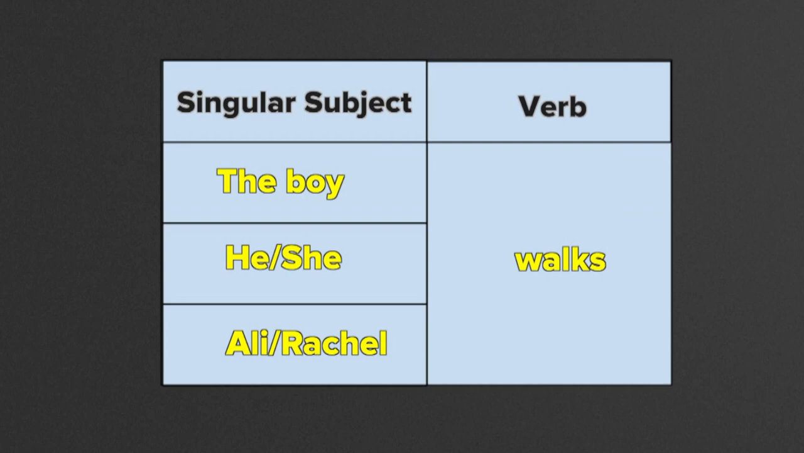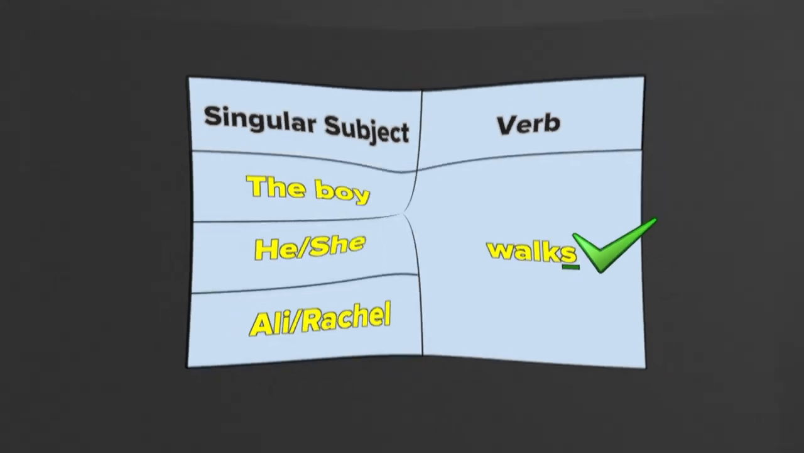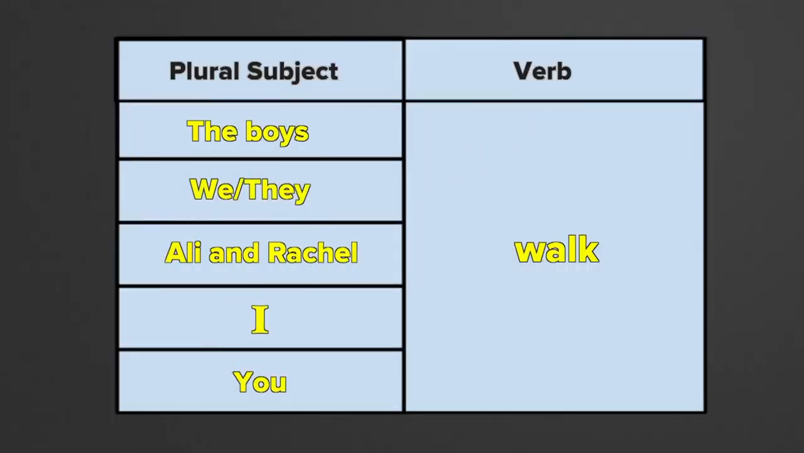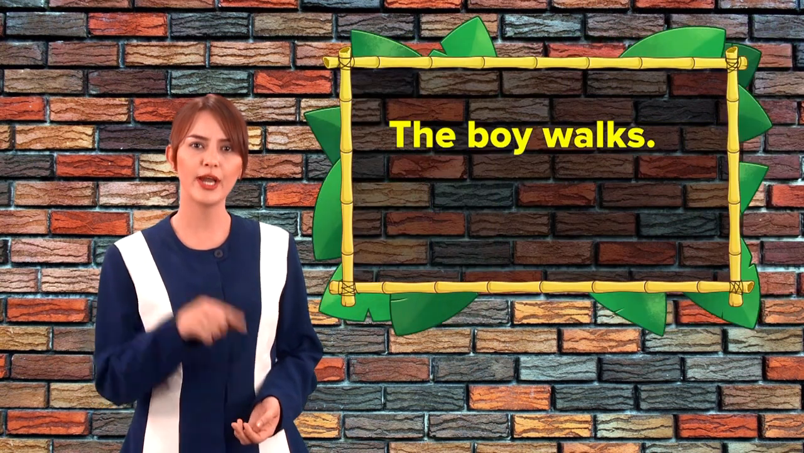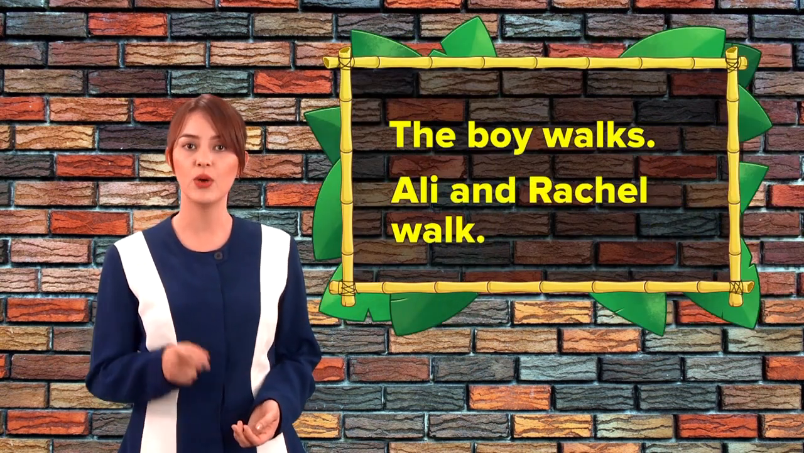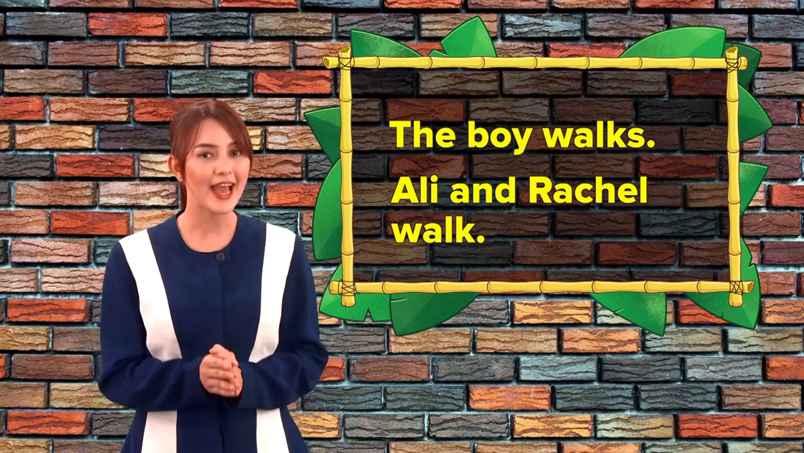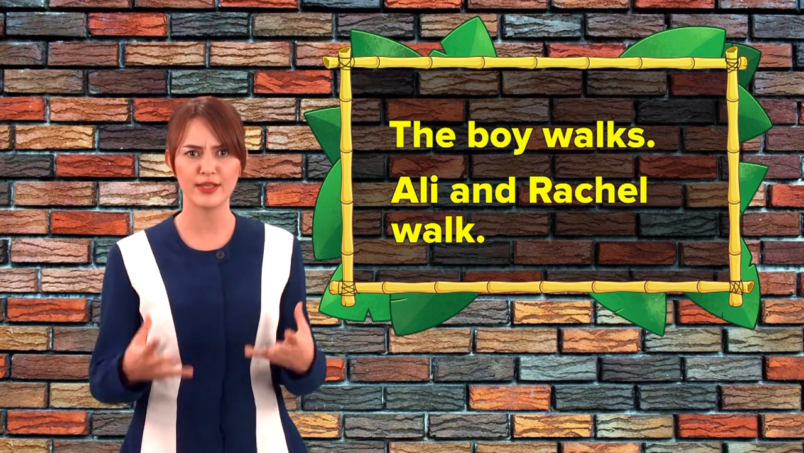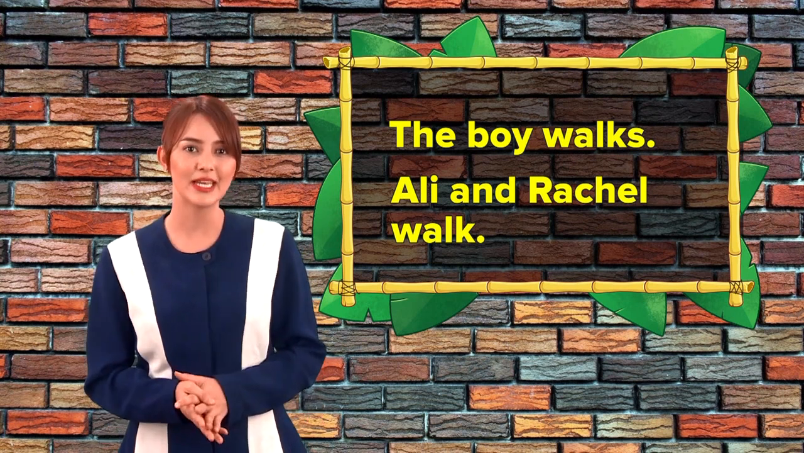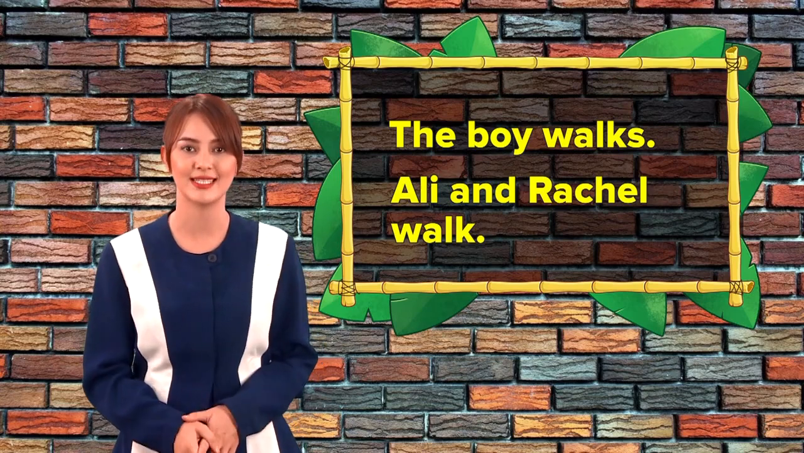Now watch closely. If the subject is singular, we add an s to the end of our verb. However, if the subject is plural, we don't add s to the end of our verb. But we're not done yet. The boy walks. Ali and Rachel walk. Something is missing here. We have to add a little bit of detail to say where the subjects are going. So, let's complete our sentence by adding more information to this sentence.